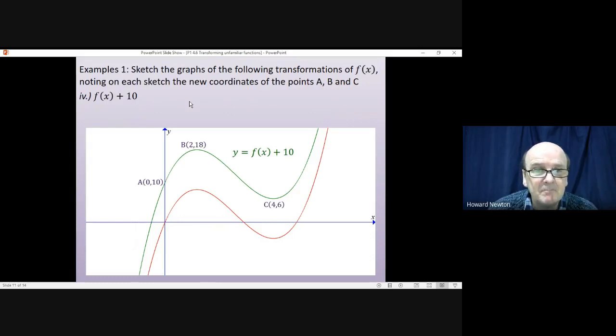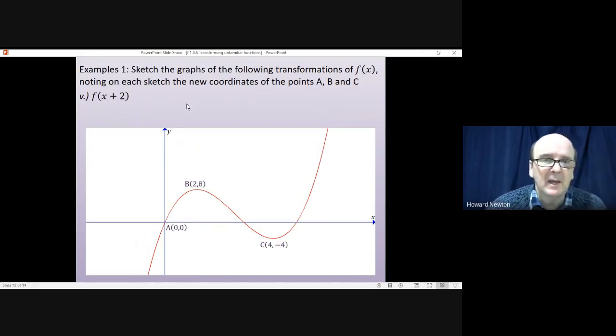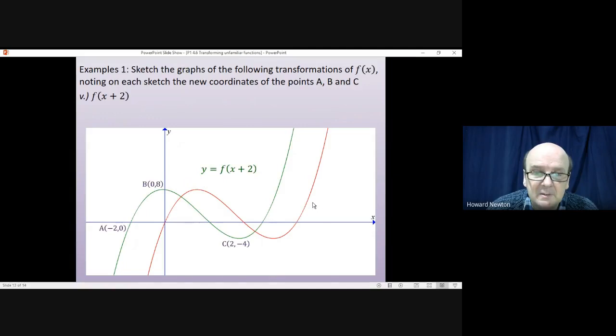And then the last question, f of x plus 2. Again, we've got a translation. This time it's the x values we're changing, so the translation is in the x direction, and it's the opposite from what you would expect. We're adding on 2 to x here, and the effect of that on the graph is to take away 2 from all of the x values. So A is going to move backwards by 2 to -2. This point here will move backwards by 2, and that'll take it to 0 on the axis. And C will move back to the point 2, -4.